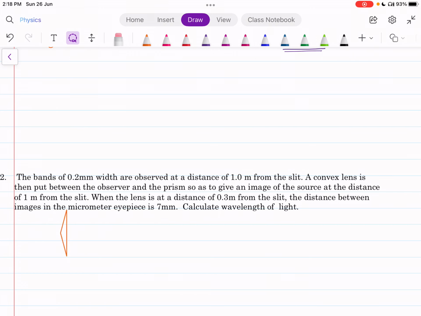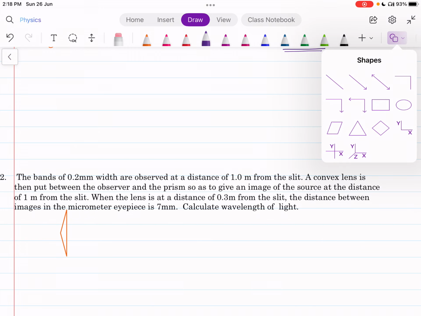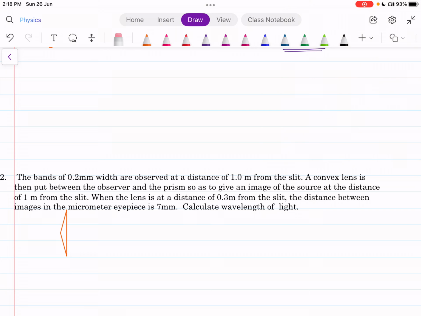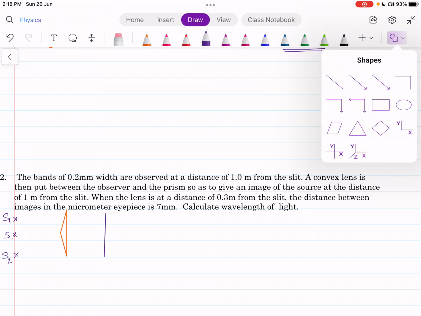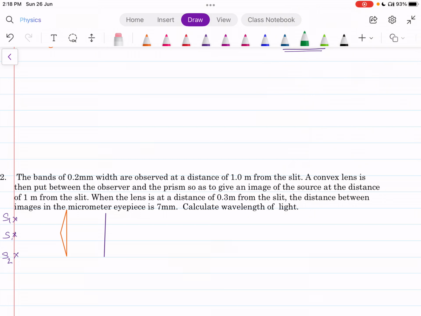This is the prism here, and beyond the prism is the screen, and at this point there is source S, with virtual sources S1 and S2, and the distance between the virtual sources is, as we know, small d.